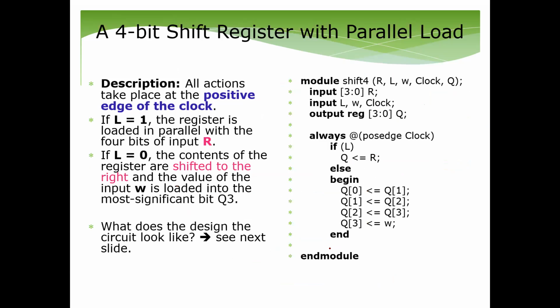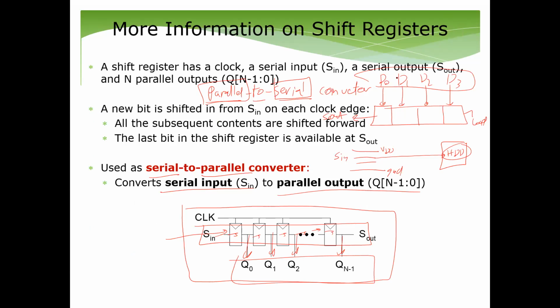I think we have parallel to serial here. Yeah, so it went right away to a 4-bit shift register with parallel load. Okay, so description of the circuit. All actions take place at the positive edge of the clock. This we already know. Now, this register will have a special input called L, short for load. So if L equals 1, the register is loaded in parallel with the 4 bits of input R. This is the same circuit I did here, ولكن هذه بدل ما سماها دي سماها R.